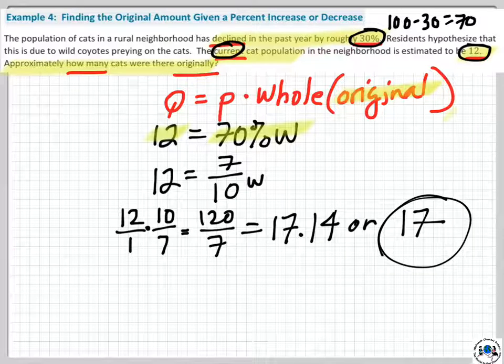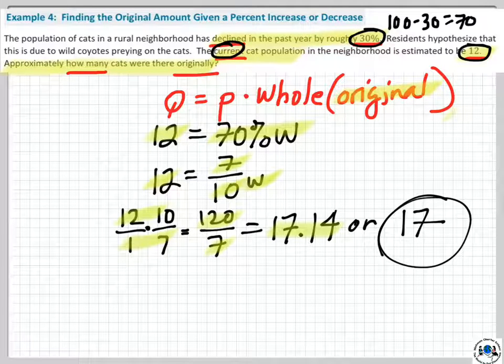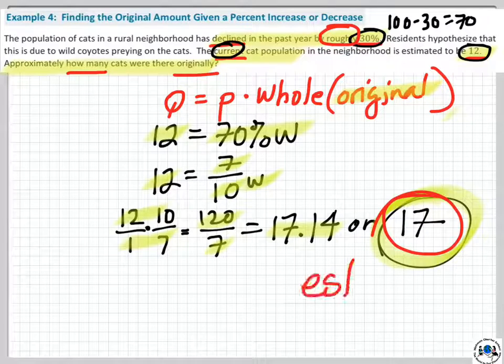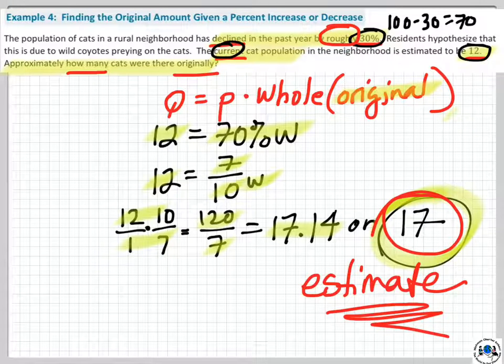But as you can see, I put 12 equals 7 over 10 W, which is the same as 70% W, and doing our thing, getting 120 over 7. 17.14 is the answer, rounded to the hundredths place, but of course you can't have 0.14 cats, so our estimate truly would be 17, and of course we're only going to have an estimate because we're talking about a rough decline.